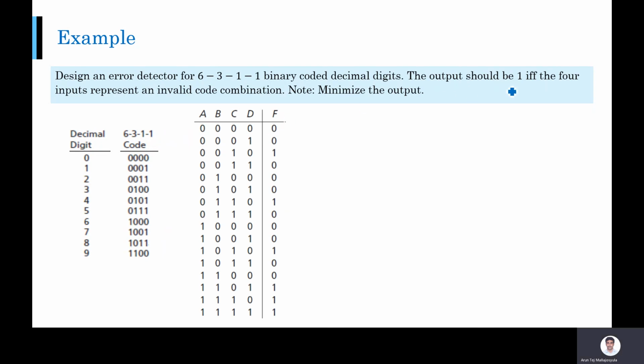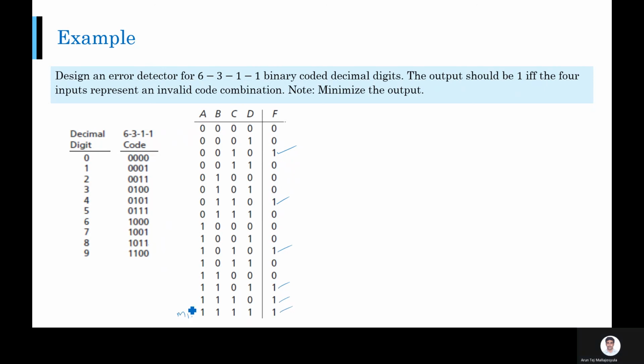Output should be 1 whenever you get an invalid combination. So you have 4 variables. List all the possible combinations. I have listed all of them here. What are the valid combinations? What are the invalid combinations? Your function has to be 1 only for those. So this is invalid, this is invalid. You can compare both of these and list all the ones which are invalid. So I have invalid here, here, here, here, here, and here.